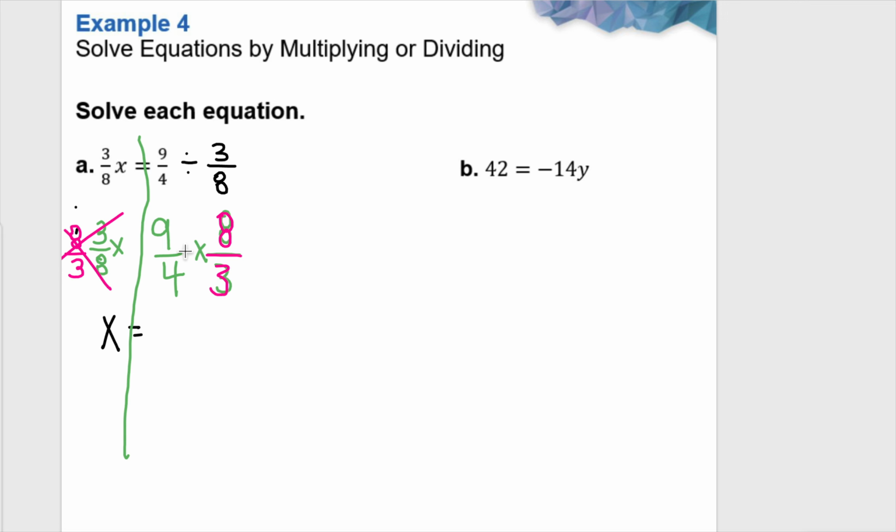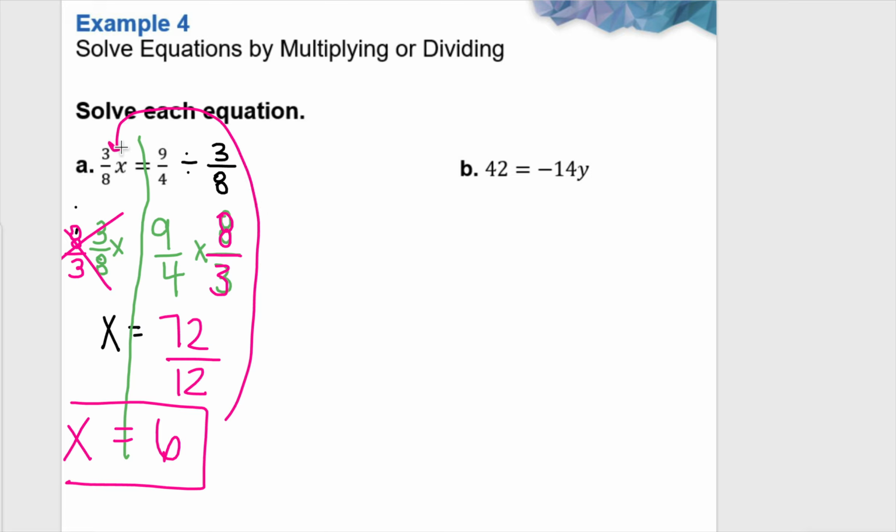9/4 times 8/3. If you want to just multiply straight across here, that'd be 72 over 12. But then we want to simplify 72 over 12. If we just divide that, we're going to end up with 6. Okay? Again, I can take this 6, plug it back into my x to see if I got it right, is 3/8 times 6 equal to 9/4. Let's check. 6 over 1, 3 times 6 on the top is 18, 8 times 1 on the bottom is 8. Is 18/8 equal to 9/4? Yes, because I can divide 18 and 8 by 2 to get 9/4.